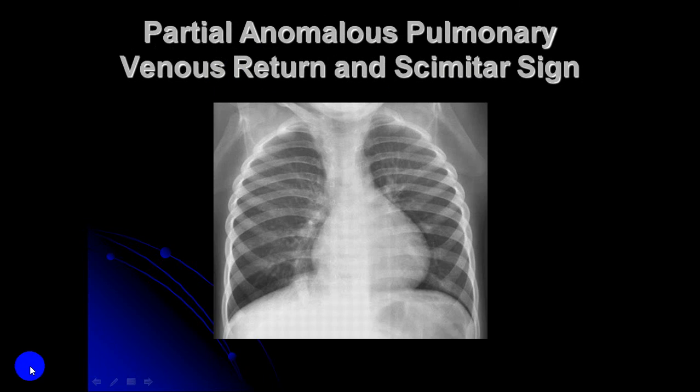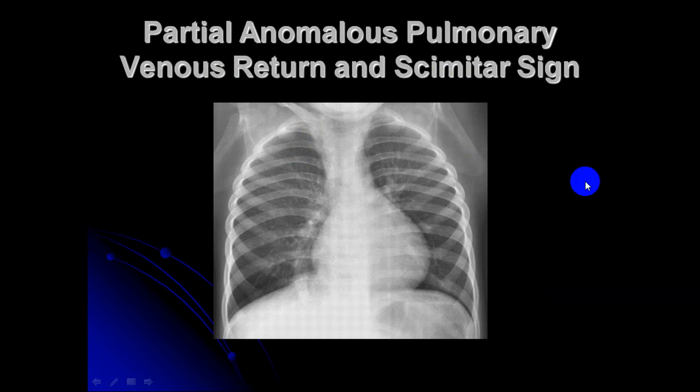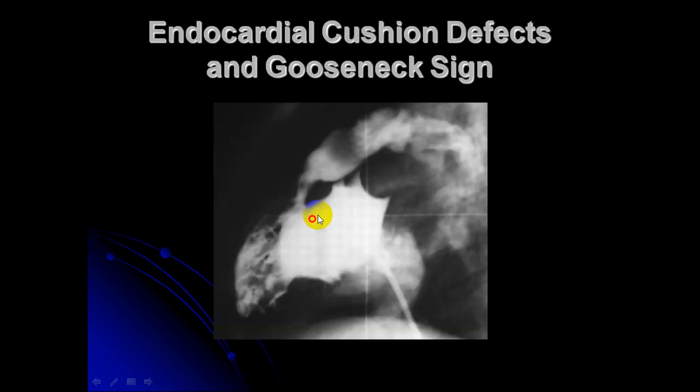Another interesting X-ray is the pulmonary venous return called the scimitar sign. Scimitar means a short, curved sword, like al-battar in Arabic. This scimitar sign is in partial anomalous pulmonary venous return. Look at that, this is the scimitar sign, in the partial anomalous return.